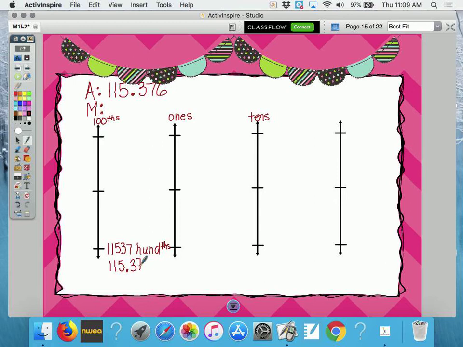So what comes after 37? 38. So I can just write 115.38, 11,538 hundredths. And 115.38. Okay.